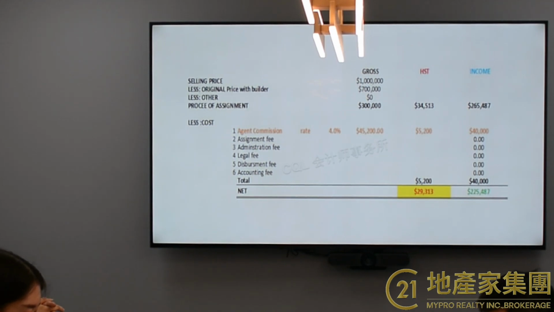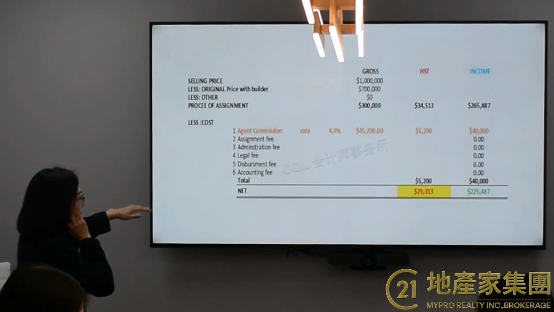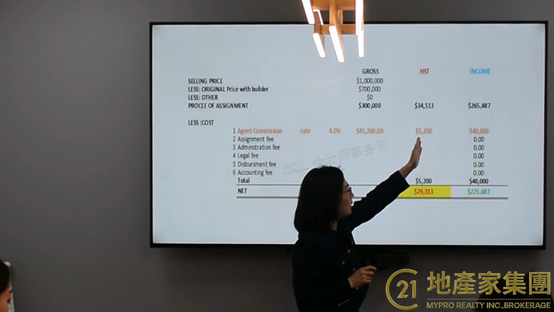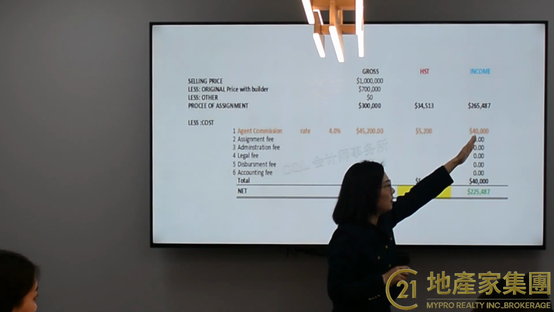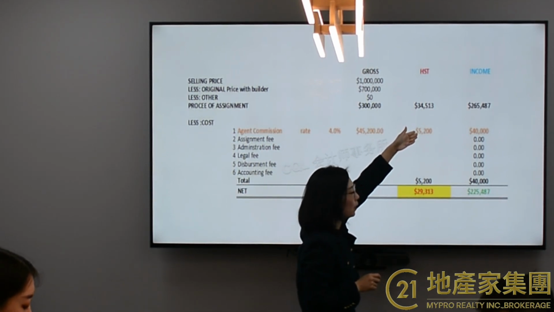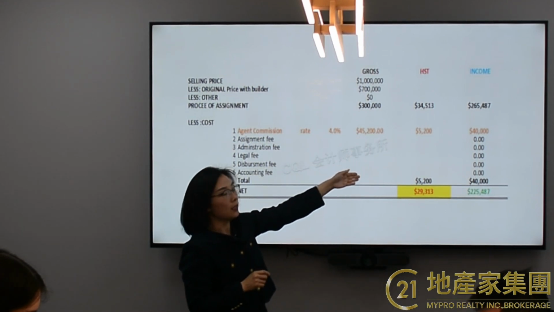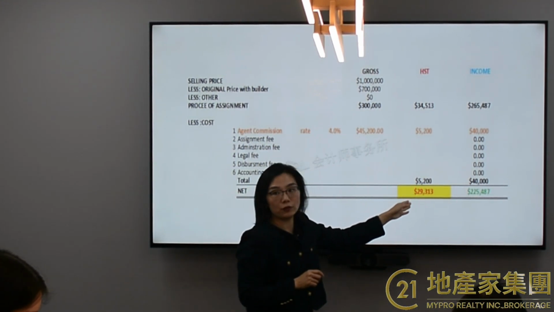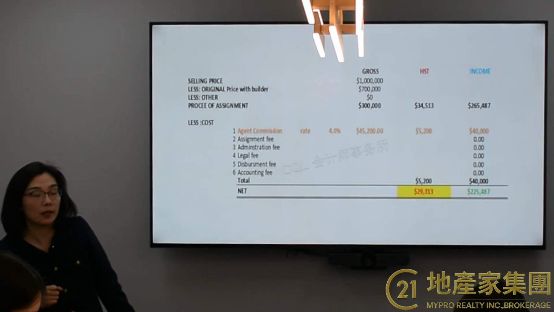The first calculation is to separate HST and income out of the 300K. The first step, we use 300K divided by 113. The 13 part is HST, the 100 part is income. Then we apply the second column, the cost. We separate every cost they have: do they have HST, do they have the expense? When you file HST, you reduce the HST you paid on the agent fee, and the remaining amount is the HST you need to pay.